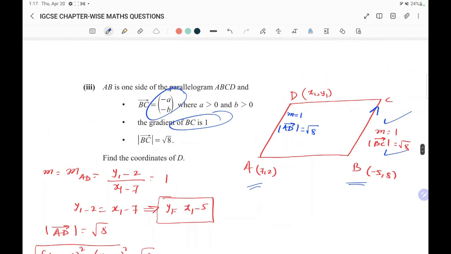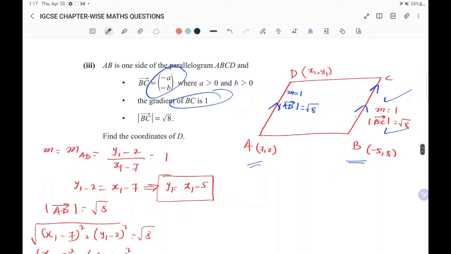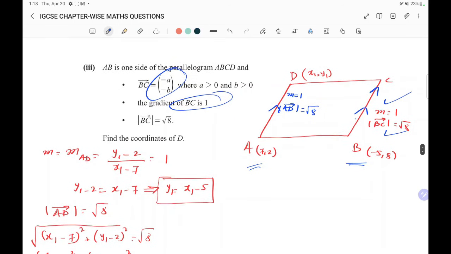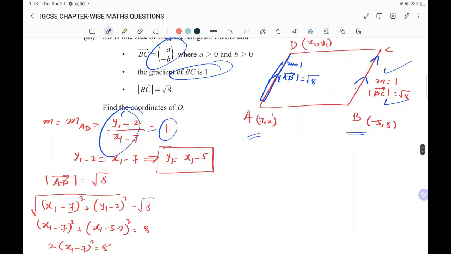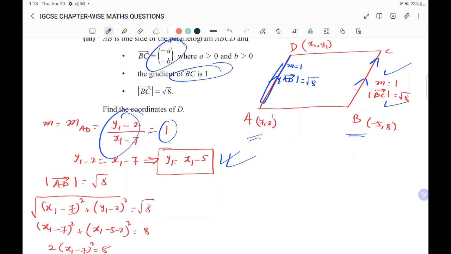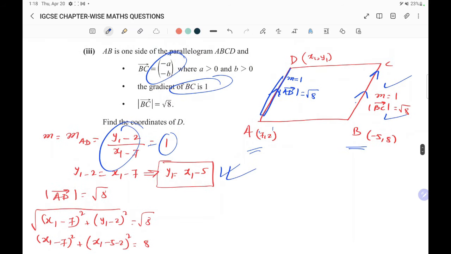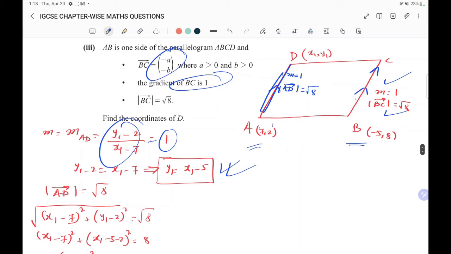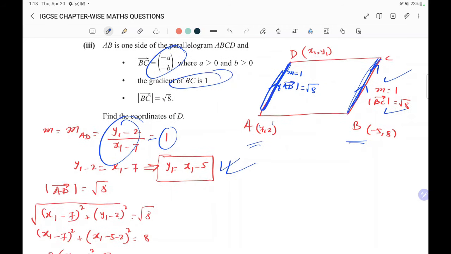Okay, so now the gradient of BC and the gradient of AD should be the same. So for the gradient of AD, we need to find the coordinates of D. So I have considered (x1, y1). So y1 minus 2 over x1 minus 7. But this gradient is equal to 1, because this gradient is 1. So just equate, you will get one equation in terms of x1, y1: y1 equals x1 minus 5. Now the AD length, right? This length is root 8. So this length will also be root 8.